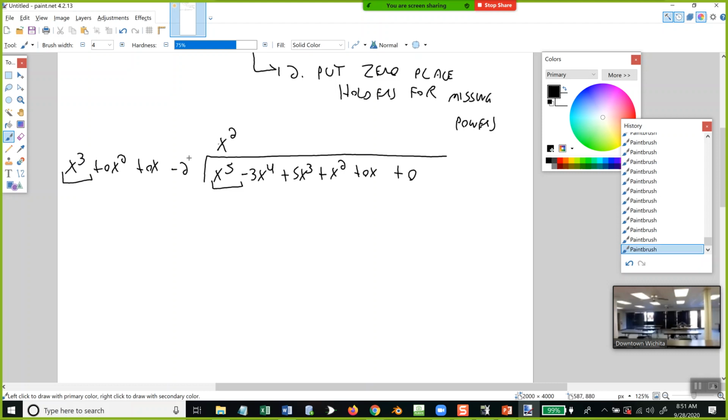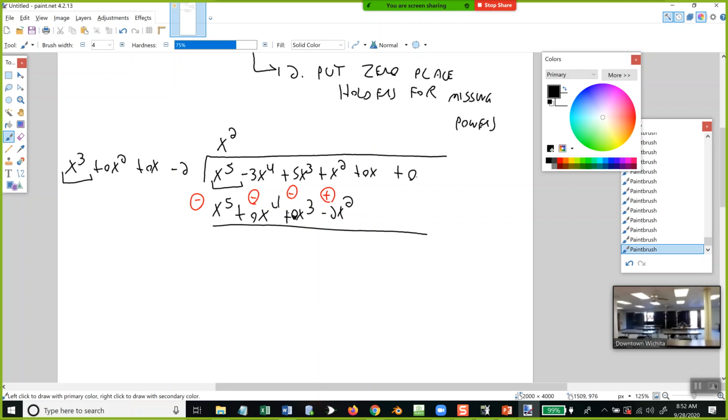Then whatever you put up on top, you're going to multiply by what's out in front. X squared times x to the third is x to the fifth. X squared times 0x squared is 0x to the fourth. X squared times 0x is 0x to the third. X squared times negative 2 is negative 2x squared. Flip signs, because we're going to subtract that. That becomes negative, negative, negative, positive.